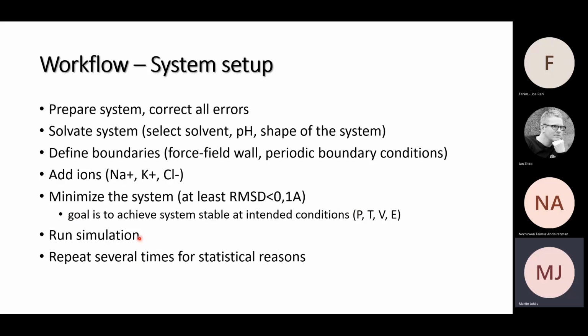It's best to run the simulation at least 3 to 5 times for statistical reasons, because every time you start the simulation you can get slightly different initial velocities. So the positions of each atom are slightly changed each time you do the simulation, and this is actually closer to what in reality happens. So not every protein behaves the same way every other time.